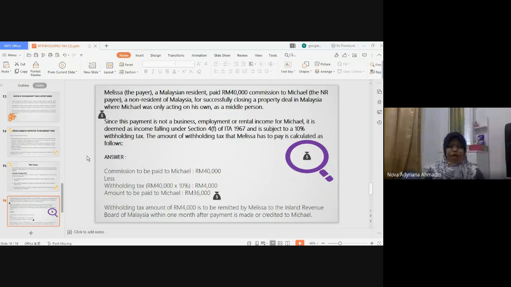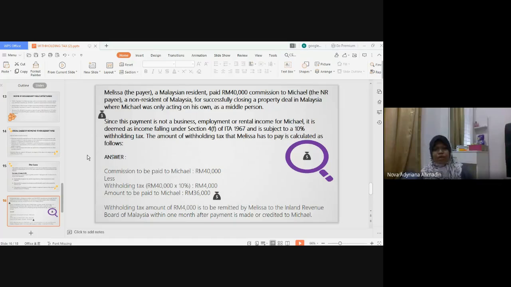Okay, this is an example of Section 4F. Melissa, the payer, is a Malaysian resident who pays 40,000 commission to Michael, a non-resident of Malaysia, for successfully closing a property deal in Malaysia where Michael was only acting on his own as a middleman. Since this payment is not business, employment or rental income for Michael, it is deemed as income falling under Section 4F of the Income Tax Act 1967 and is subject to a 10% withholding tax.